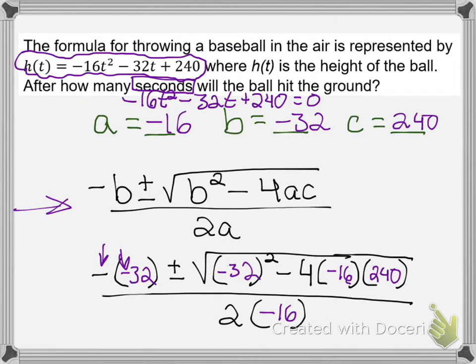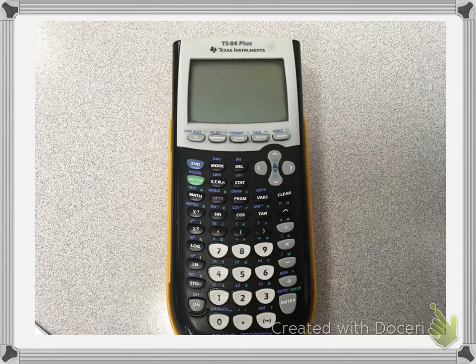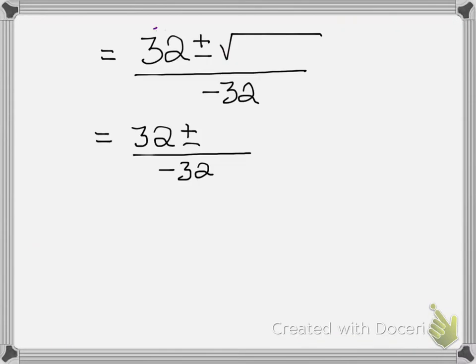All right, and then what I'm going to do is take everything that is under that square root and type it in my calculator. So just so you can see exactly what I'm typing in my calculator, I am typing, open parentheses, negative 32, close parentheses squared, minus sign 4, open parentheses negative 16, close parentheses 240. And when I press enter, I get 16,384. And so I'm going to write that under my square root.